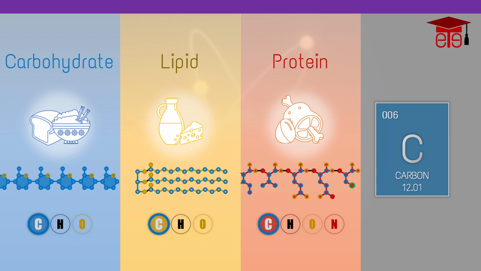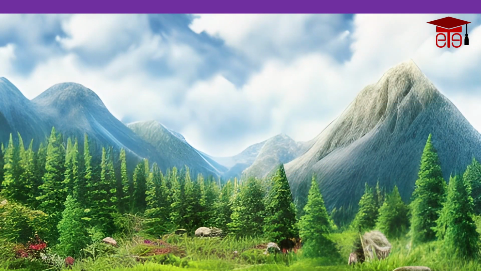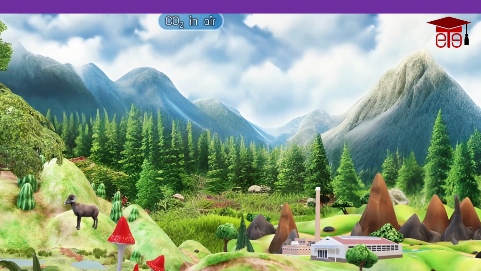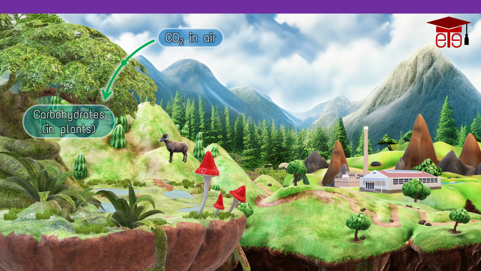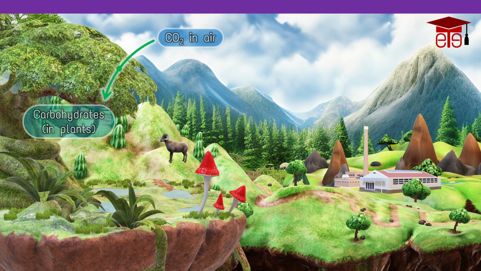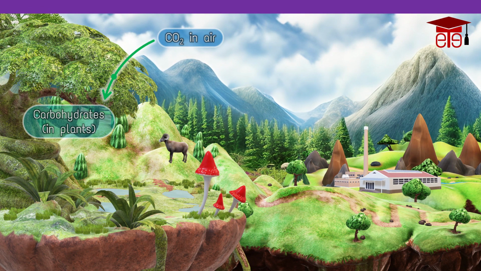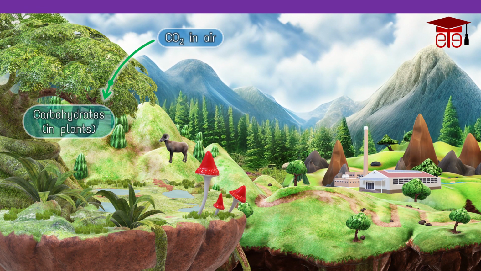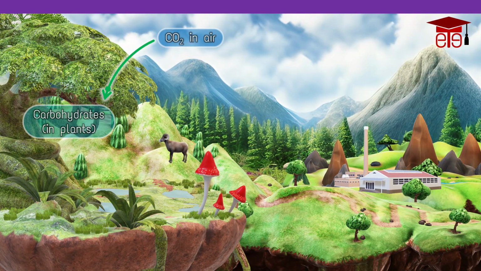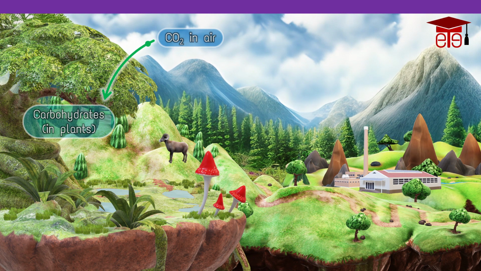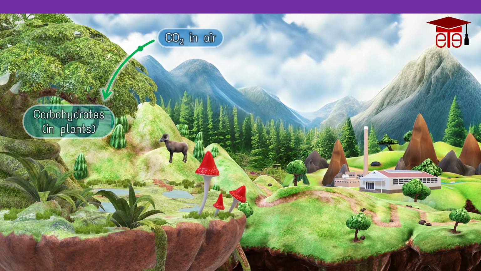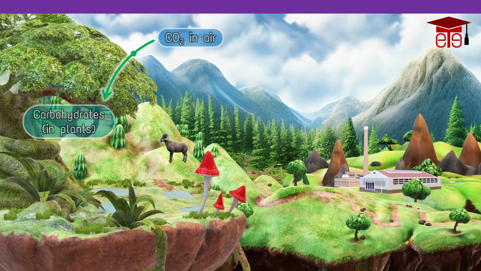We rely on plants to make these substances. Plants take carbon dioxide from the air and use it in photosynthesis to make carbohydrates. Carbon dioxide is a compound that contains carbon atoms combined with oxygen atoms. The carbohydrates in plants contain carbon atoms that were originally part of the air. Plants use carbohydrates to make proteins and fats. All of these nutrients are compounds that contain carbon atoms.